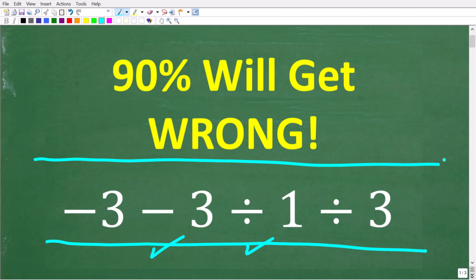Now, before I show you the step-by-step solution, I want you to go ahead and pause the video and do not use a calculator and really think about what we need to do here to get the right answer. Now, if you think you have the right answer, go ahead and put that into the comment section. All right, so let's go ahead and see how much basic math you actually understand.